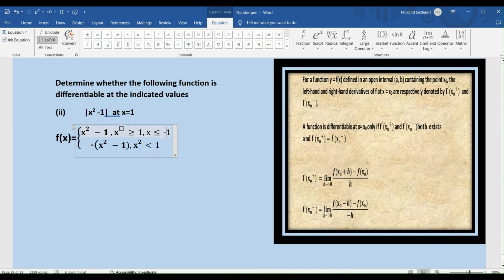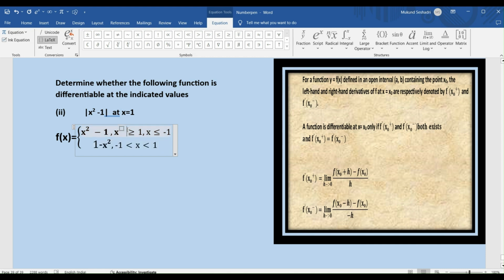And when I move to my next function, right, which is minus of x square minus 1, which means I can write this as 1 minus x square. And when I write this as 1 minus x square, my x square lesser than 1, what does it actually mean? It means my x lies in the interval minus 1 to plus 1, right? So let's write that minus 1 lesser than x lesser than 1, right? So this is how we rewrite this equation.